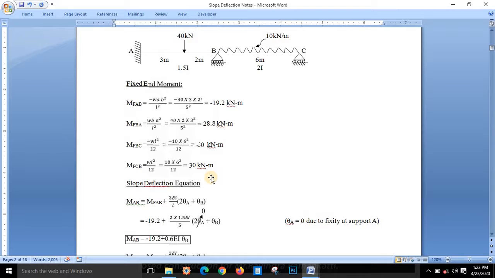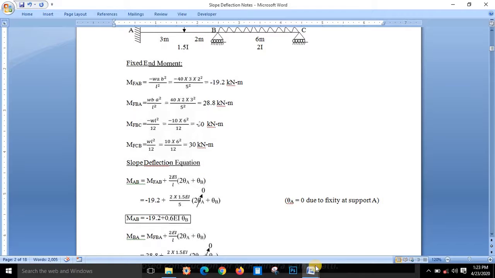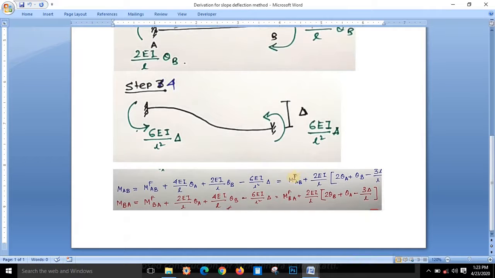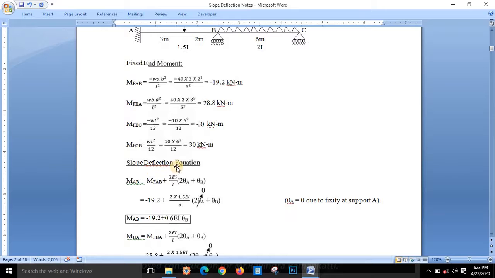Now we have to use the slope deflection equation. So that's what I was saying about. We are going to use this particular equation. Remember, this minus 3 delta divided by L is only useful when the support sinks. But in the first problem there is no sinking of support, so we are not going to consider that 3 delta by L term.